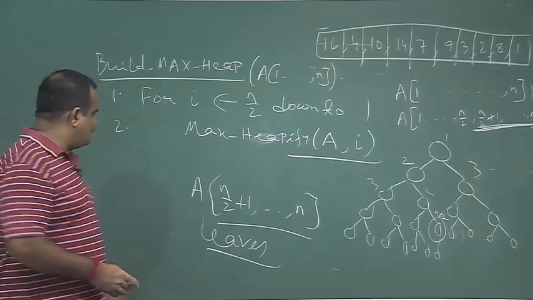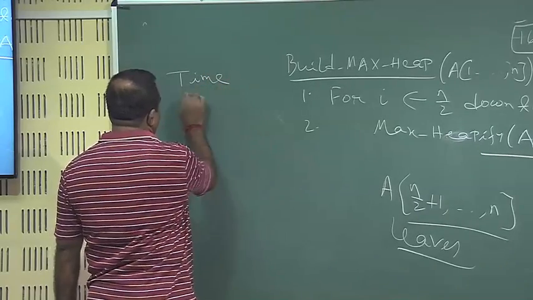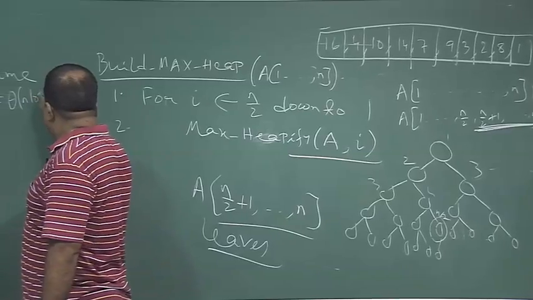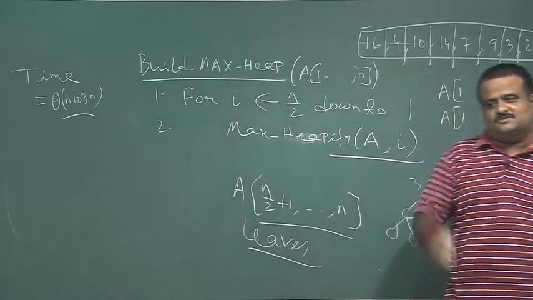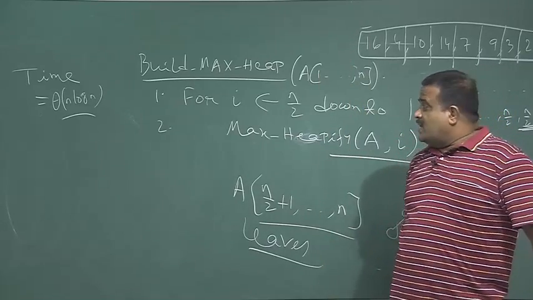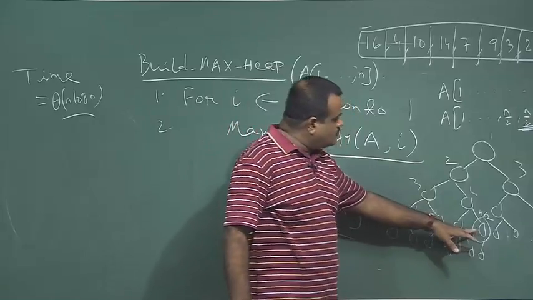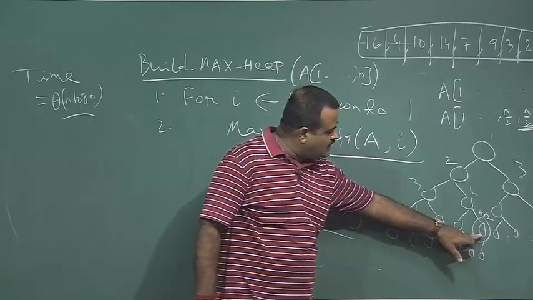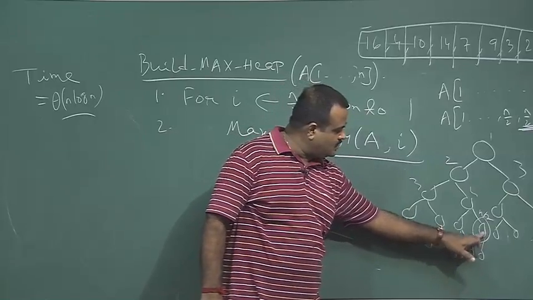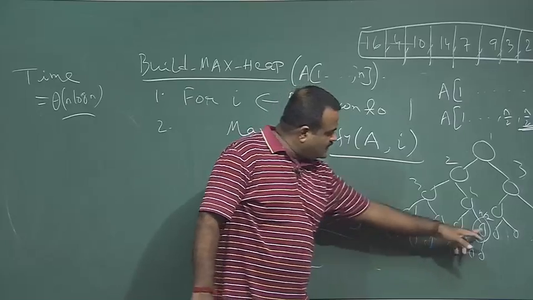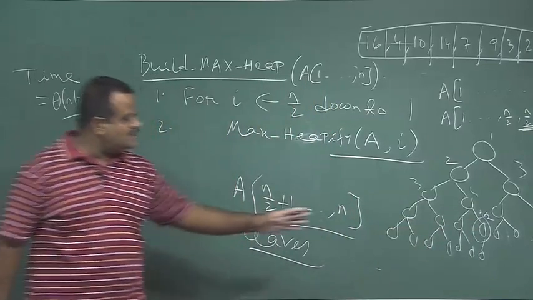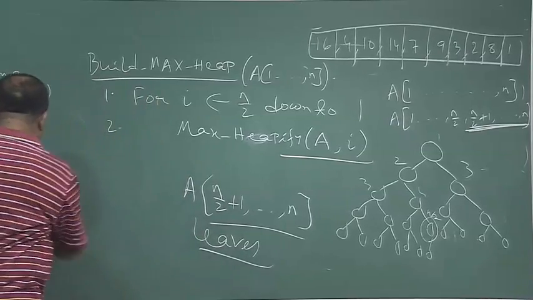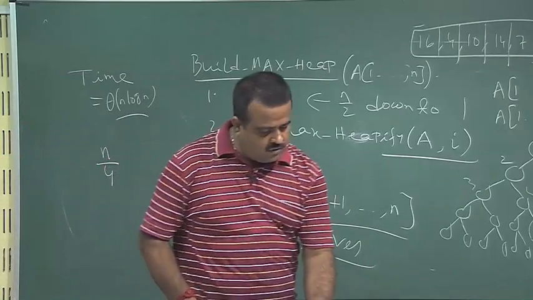Okay. So, what is the time complexity for this code? Intuitively, you may be thinking it is n log n, because there are n nodes and log n is the height. But not for all nodes are we spending log n time. For the nodes at the first level, we are just doing one comparison in the Maxify call. How many such nodes are there at this level? Say this is level 1. There are n by 4 nodes at this level.